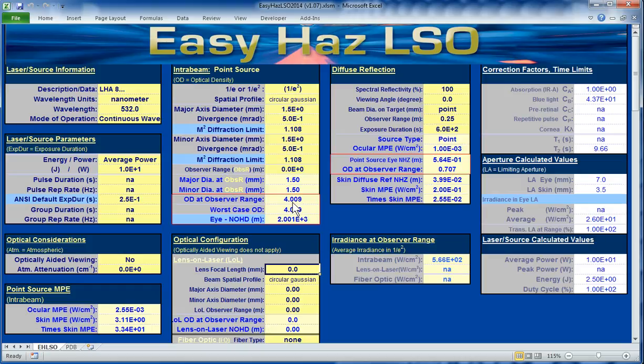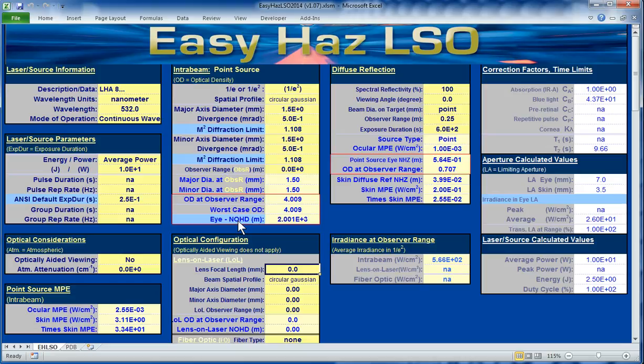Next thing I'd like to look at is the NOHD, 2,000 meters. Let's quickly check the nominal skin hazard distance. Okay, 56.7 meters. That's because the MPEs are different, right? So this is about right for the skin NOHD. 56 meters is a hazard distance, 33 times the skin MPE. If we're right near the waist of the beam, this looks all about right. Let's switch back to our NOHD.